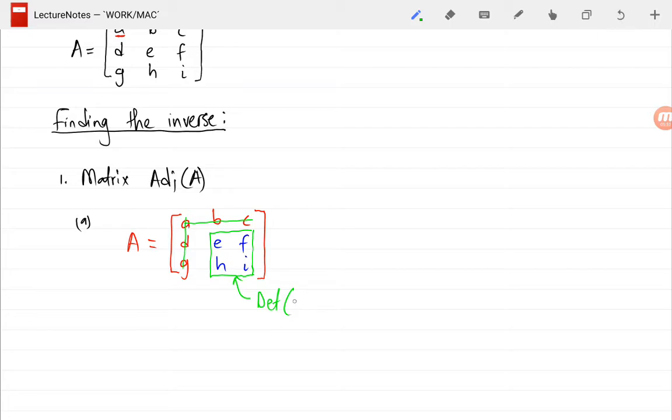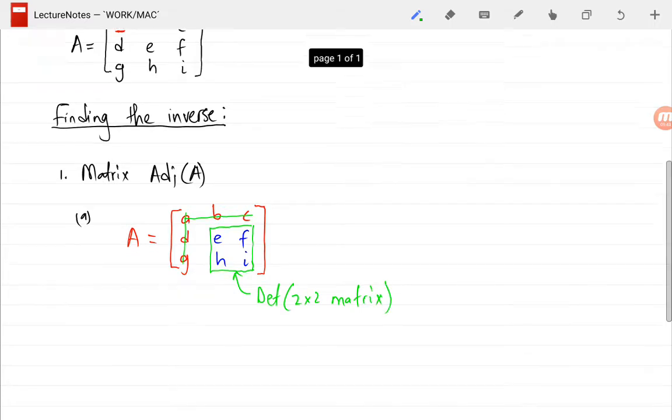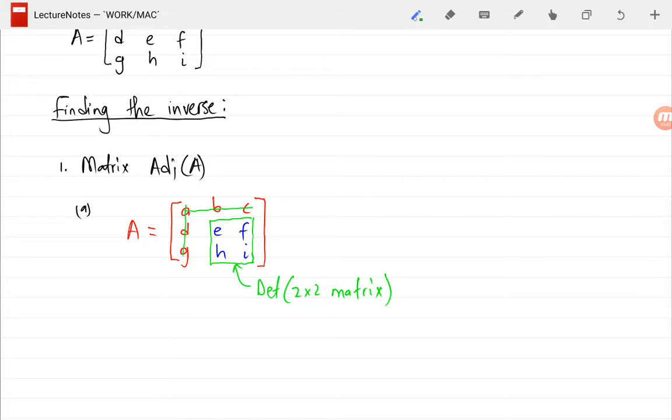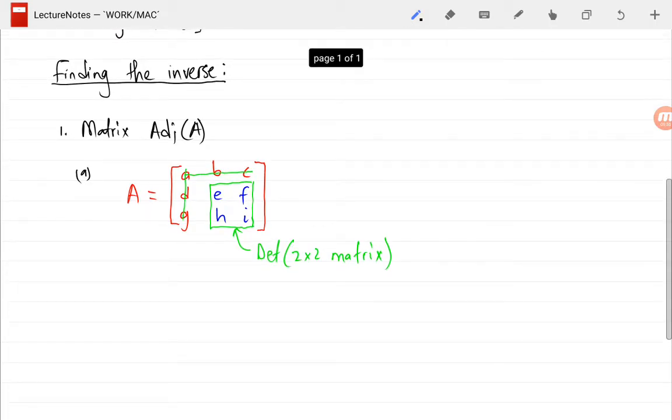Let me call it the determinant of the 2 by 2 matrix. And this is what we're going to do for all of them. So it's going to look something like this. I'm just going to use a black pen now. The determinant, remember, is just AD minus BC. So in our case here, it's just EI minus FH. And that's our determinant.